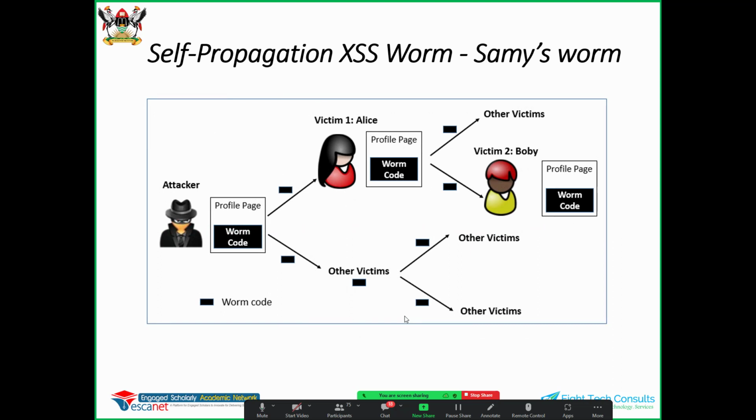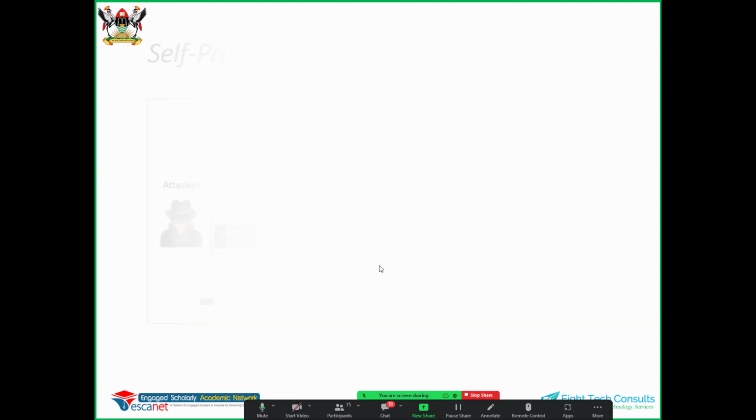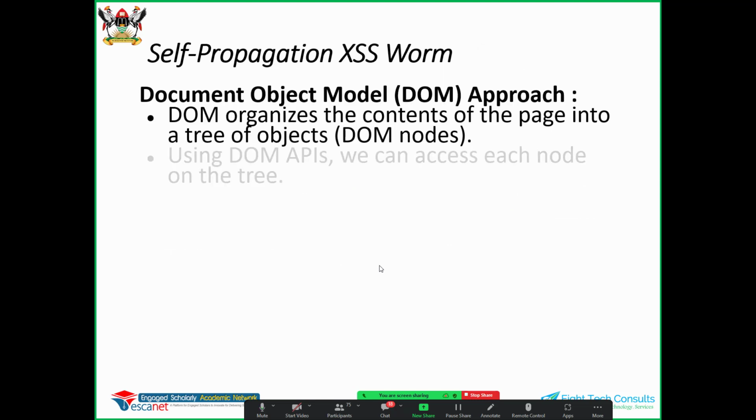So this is a diagram that can demonstrate a self-propagating worm, what we call the Samy worm. You visit the attacker's website, you get a copy on your profile, and another person visits your website, they also get a copy. And another person visits that person's website, and at the end of the day, the attacker was able to disorganize the MySpace social media of that day because it was manipulating different people's profiles like that.